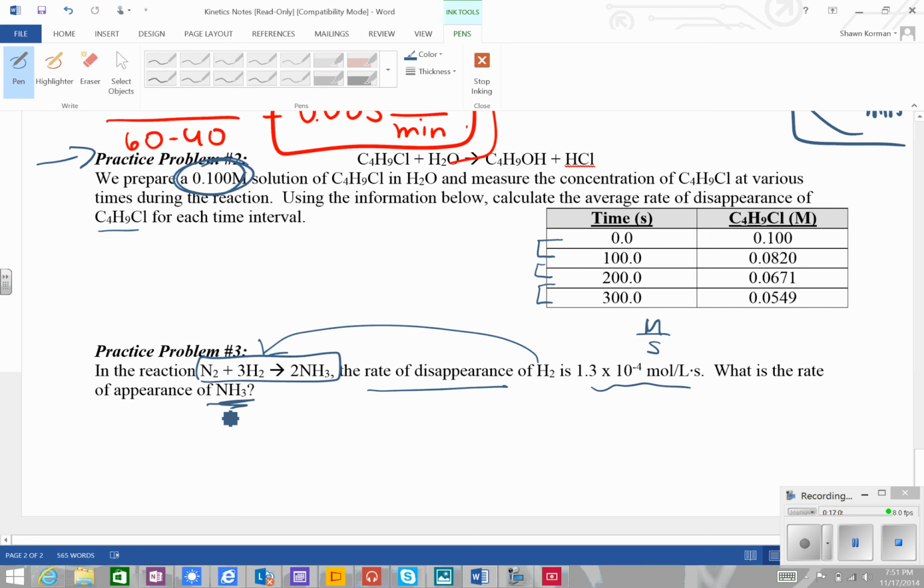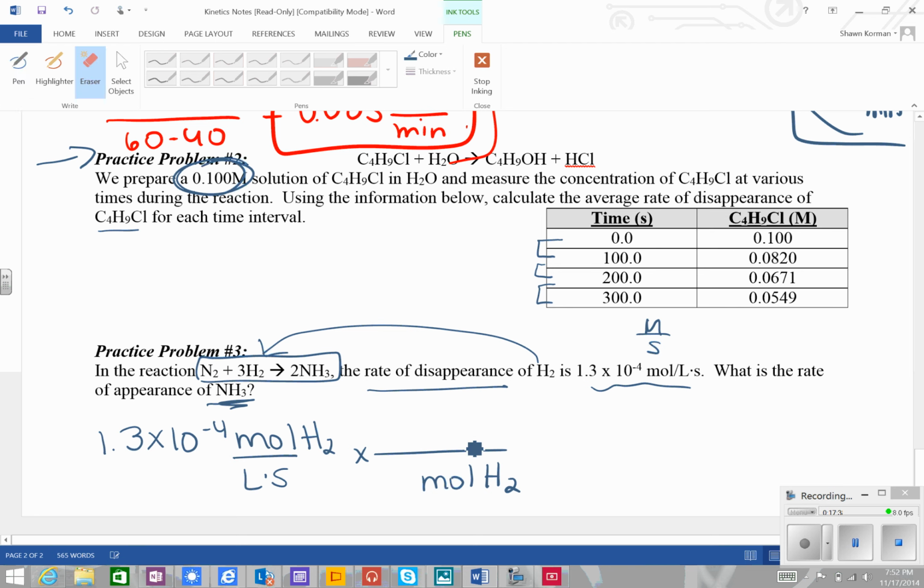Okay, so what you're going to do is you are going to take your given, which is 1.3 times 10 to the negative fourth. Now write your unit out. It's moles per liter per second, and it's of H2. Okay, since we have the equation and we know one of the rates, we can figure out the rate for everything else because it's all just related to those mole values. So I'm going to put down here at the bottom, I need to get rid of moles of H2. And I need to convert into moles of the one that I am trying to find, which is NH3.